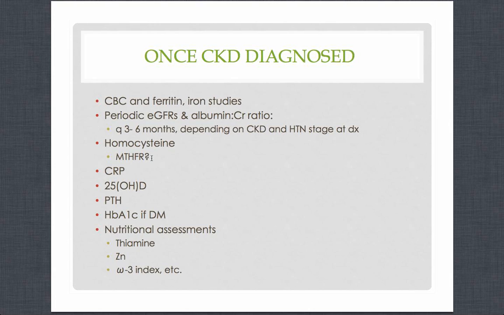C-reactive protein, a measure of general inflammation, 25-hydroxycholecalciferol, of course, a measure of vitamin D. Parathyroid hormone is very important to measure and directly related to vitamin D. Vitamin D deficiency often causes hyperparathyroidism. Many patients have been tested for parathyroid hormone, but not necessarily for their vitamin D status. Hemoglobin A1C if they have diabetes, and then nutritional assessments with relevance may include thiamine, zinc, omega-3 index, and certainly electrolytes, total protein, etc.